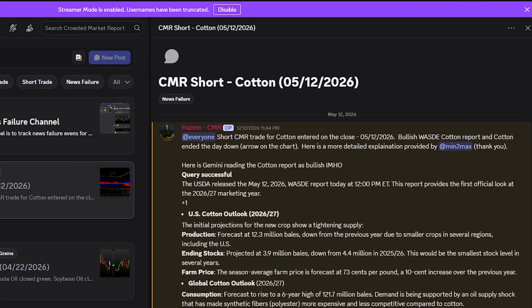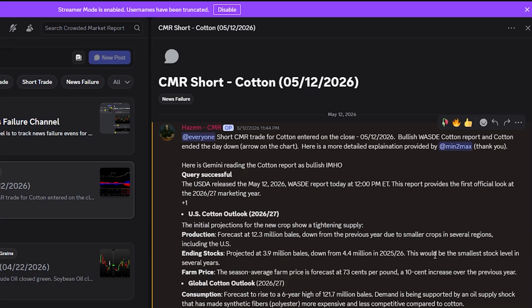Now, the Crowded Market Report, they do have their own Discord. And this is what they put out here on May 12th. We had a WASDE report, again, another government report that's released, I believe, once a month. Basically it shows you the expected crop input of a particular crop, and any future expectations and so forth.